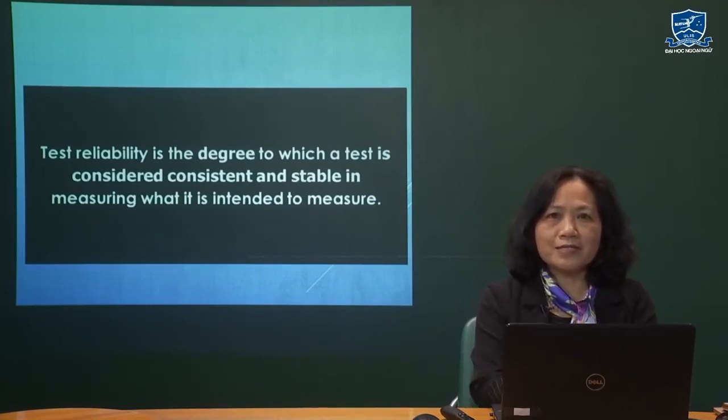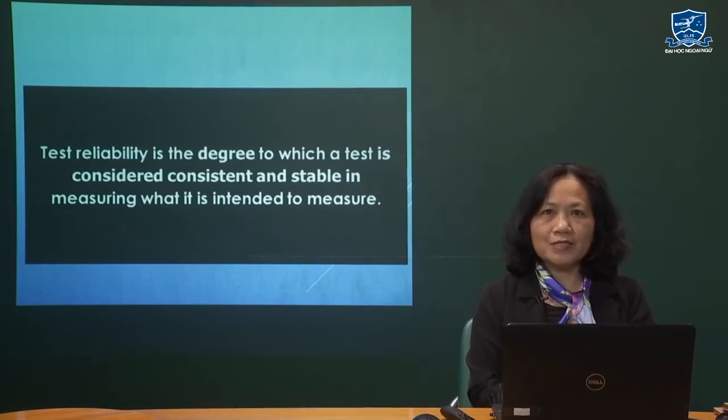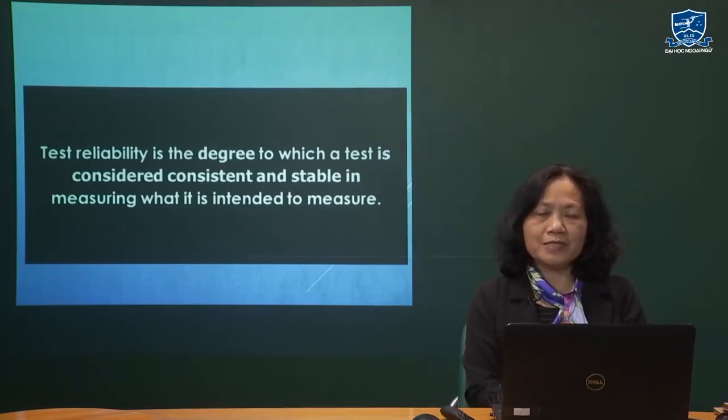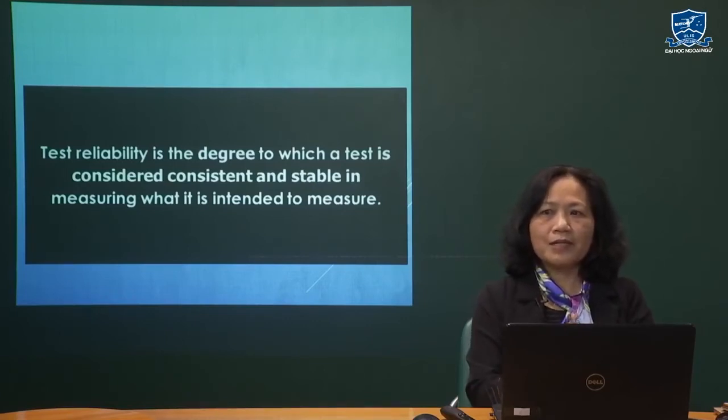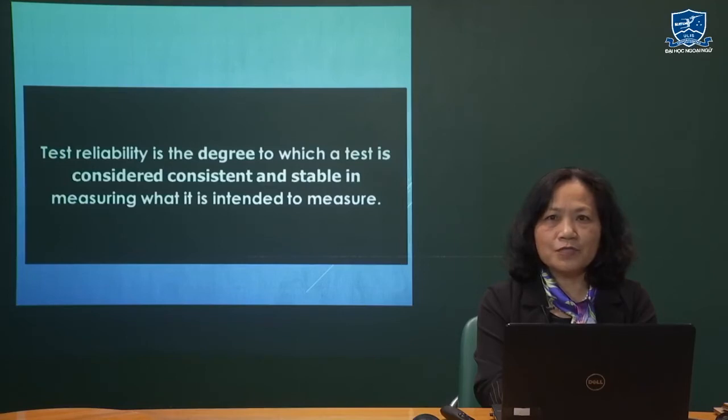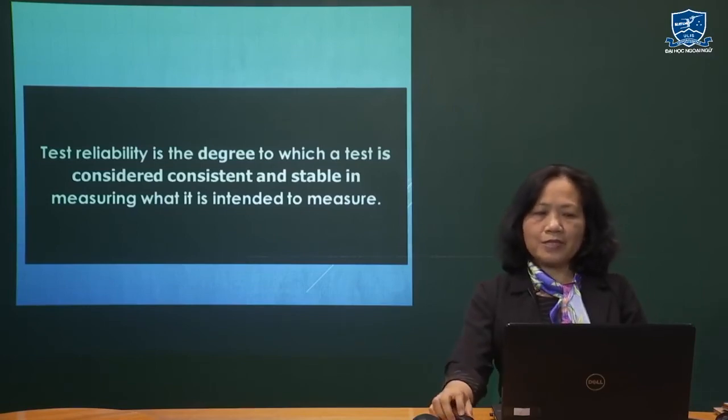So if a test is given to the same group of students at different times under the same condition, and the results are similar, then we say that the test is reliable, or the degree of reliability of the test is quite high. But if the same test is given to the same group of students at different times, under the same condition, and we get two different sets of results that are not similar, or not similar enough, then we say that the test is not reliable. So that's about test reliability.